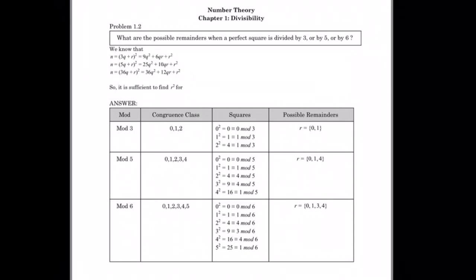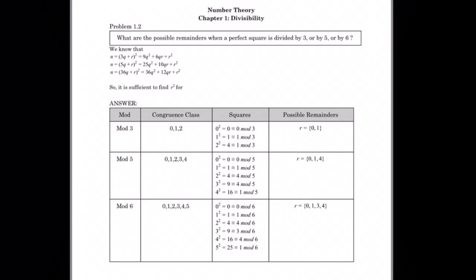Problem 1.2. What are the possible remainders when a perfect square is divided by 3, or by 5, or by 6? The representations here show that n for mod 3, representing the integers, would be 3q plus some remainder r. When we square it, we FOIL out and get 9q squared plus 6qr plus r squared. What we're really concerned with here is only the r squared term, because 9q squared will definitely be divisible by 3, and 6qr will be divisible by 3.